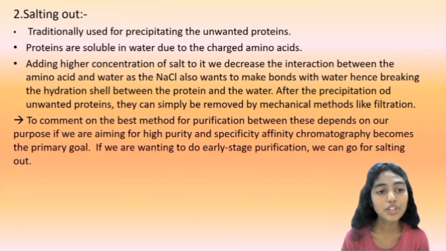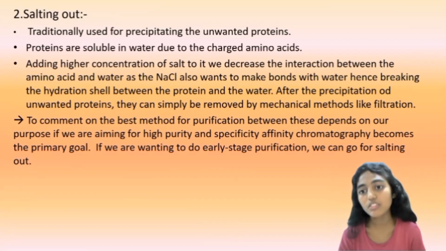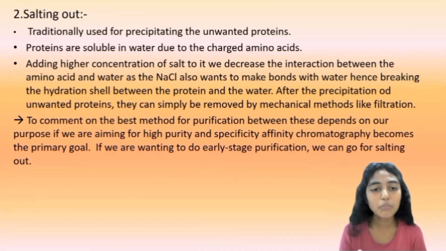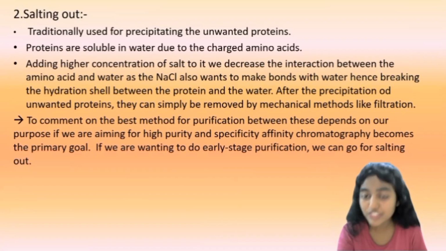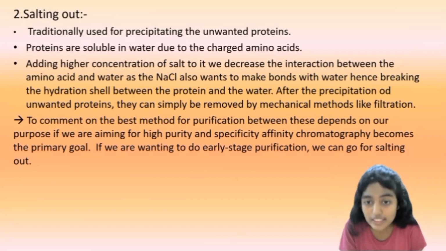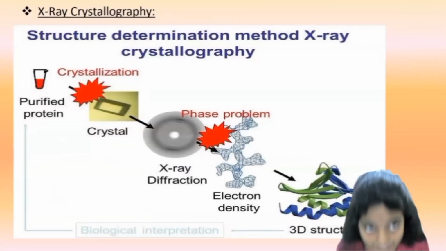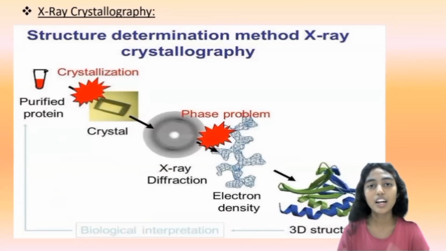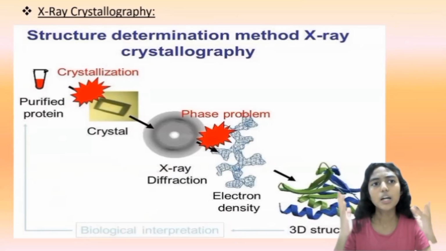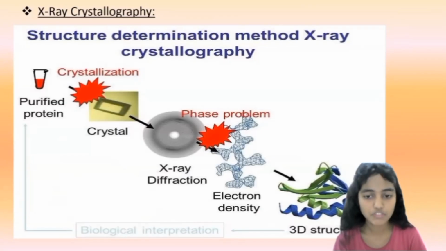Okay, so the best method for purification depends on our purpose. If we are aiming for high purity and specificity, affinity chromatography works best. If we want to do early stage purification, we can go for salting out. Now, this is a hypothetical method, X-ray crystallography, which helps us visualize the structure of the protein which we are going to study.